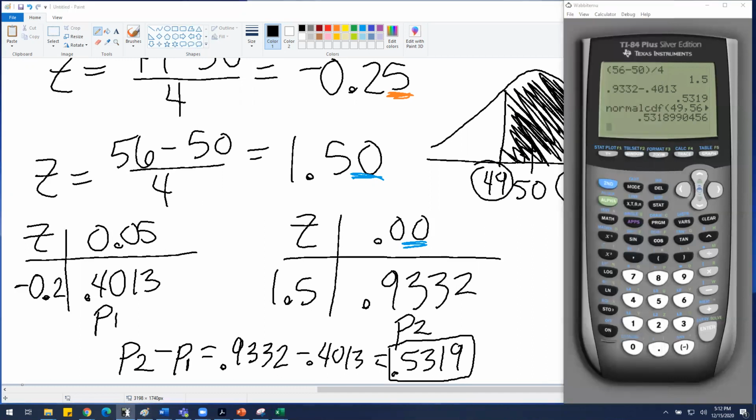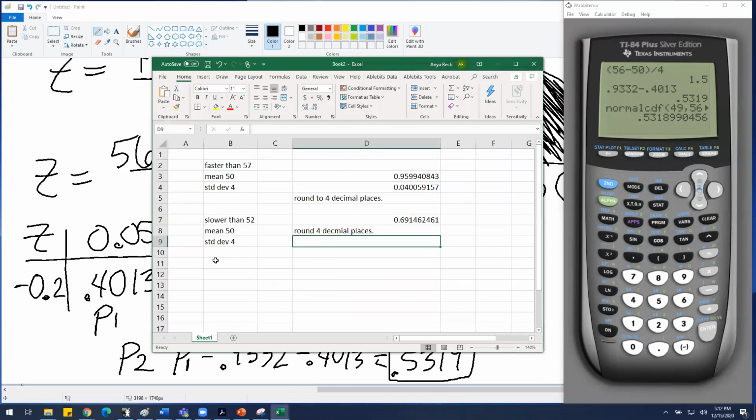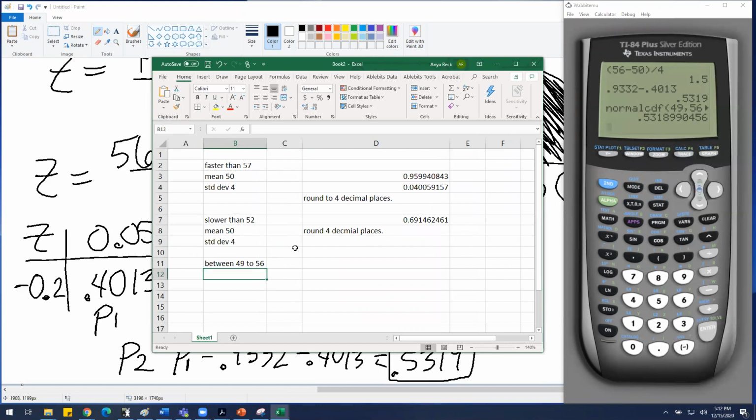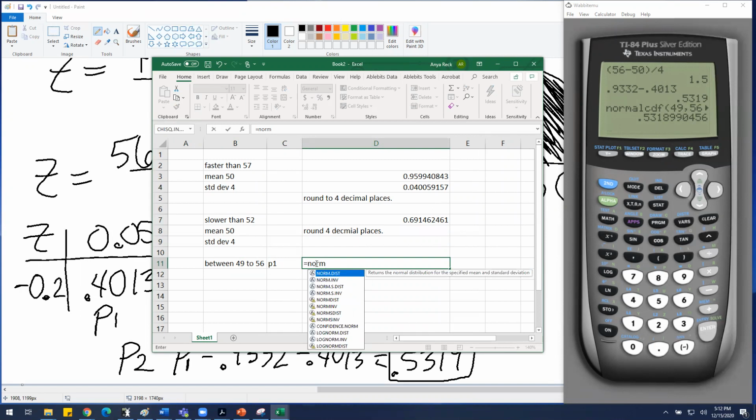If you're doing it in Excel, between 49 to 56, you want to find the first probability. It's preferred if you use the higher number first if you're doing it in Excel. So equal normal distribution. The higher number was 56. The mean was 50. Standard deviation 4. True for a cumulative.